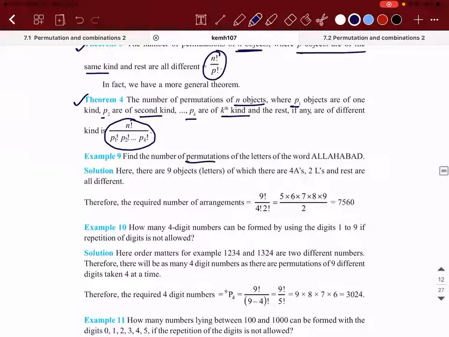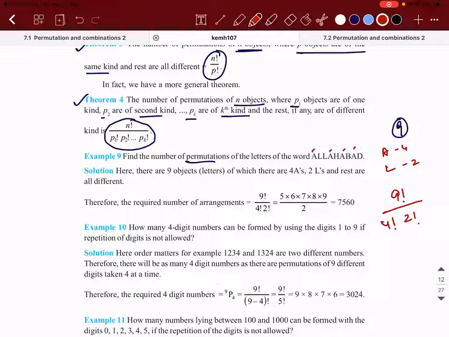Right. So find the number of permutations of the letters of the word ALLAHABAD. How many letters are there? 1, 2, 3, 4, 5, 6, 7, 8, 9. So 9 objects in your hand, out of which how many are getting repeated? A is 4 times, 1, 2, 3, 4. L is twice. Anything else? So that's it, right? So 9 factorial divided by 4 factorial into 2 factorial.